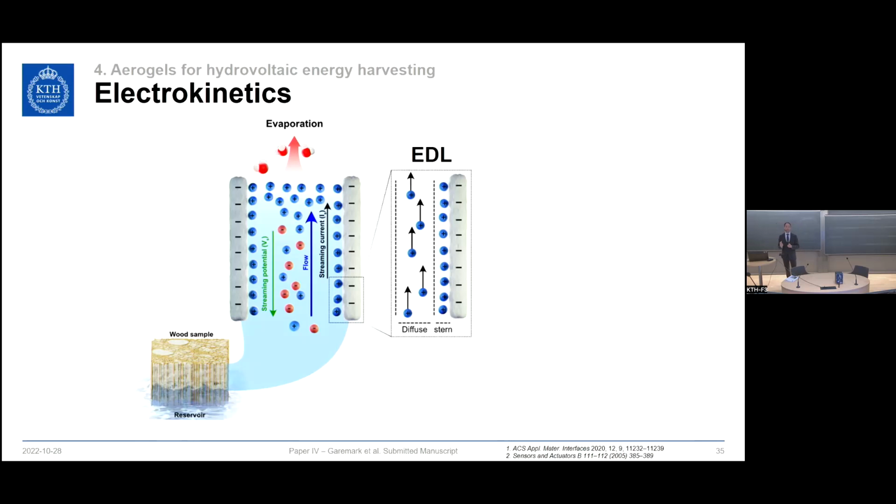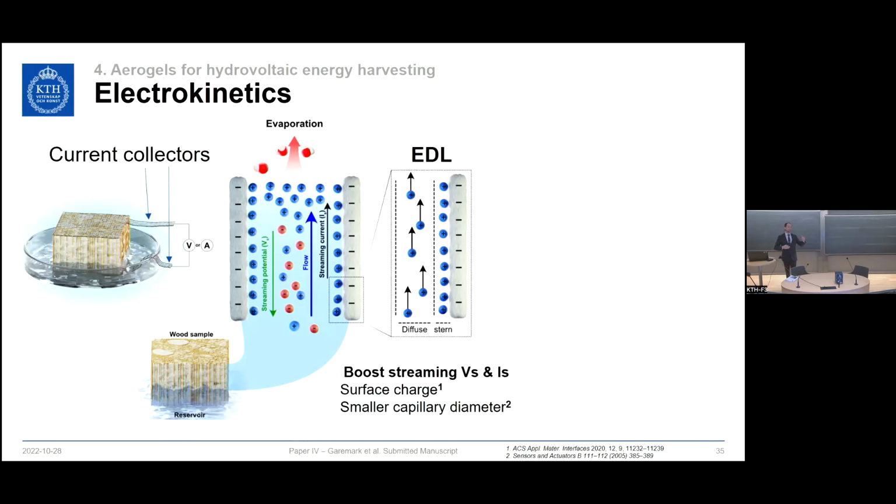And they have two regions called the Stern and the mobile diffuse region. So in this diffuse region, the counterions can slip, and this gives rise to something called a streaming current. And to counteract the charge separation of the wood, a streaming potential is built up. And you can harvest this by putting current collectors at the bottom and at the top of the wood sample.